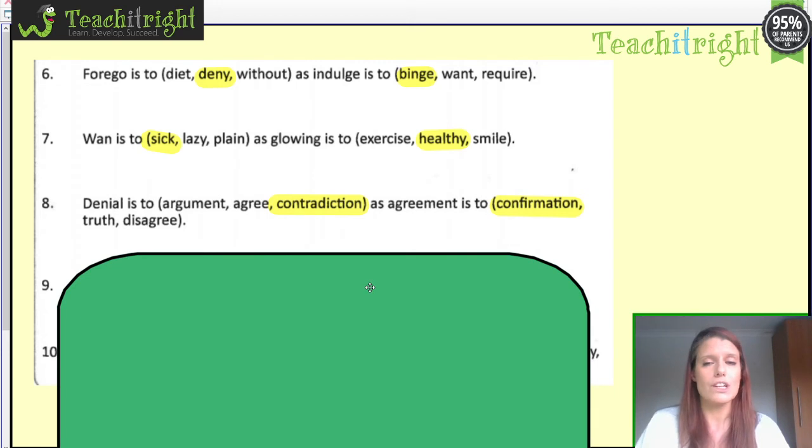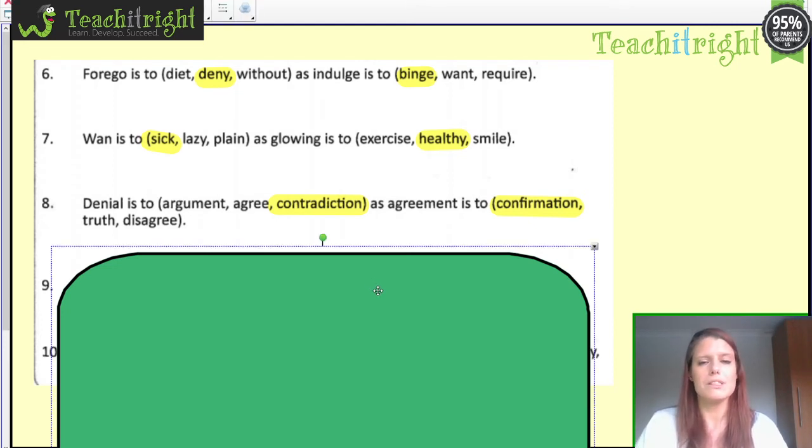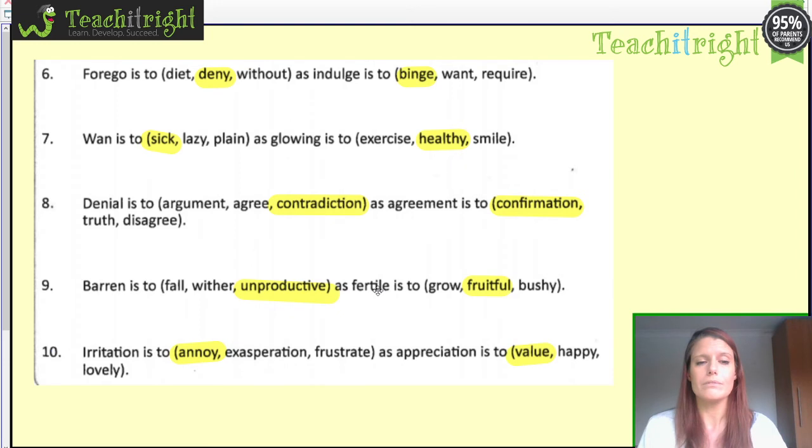Denial is to contradiction, as agreement is to confirmation. So a contradiction is the opposite of something, and agreement confirms a belief or viewpoint. Barren is to unproductive, as fertile is to fruitful. Barren land you might hear of. Plants won't grow there because it's barren, it's dry. It's the opposite of fertile land.